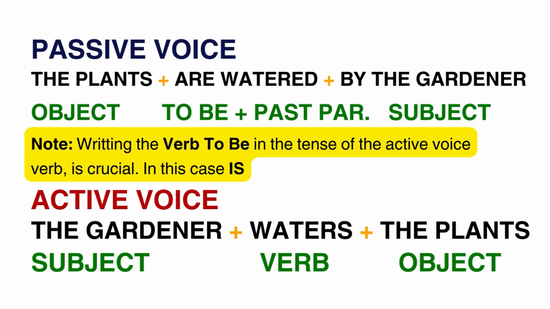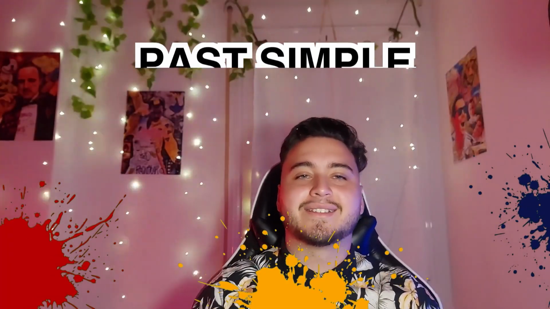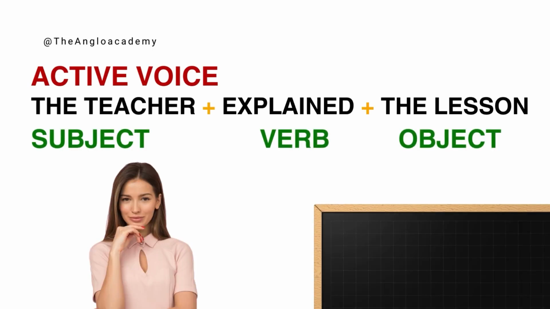We use is or are followed by the past participle for passive sentences in the simple present tense. This is really important to notice. You're going to get the pattern on the go. Simple past tense. The teacher explained the lesson. The teacher, subject, explained, verb, the lesson, object.